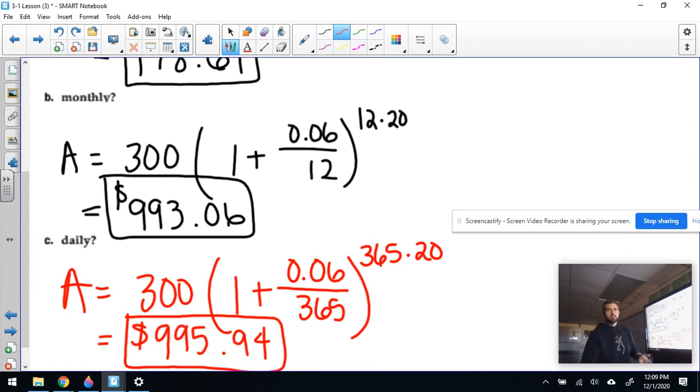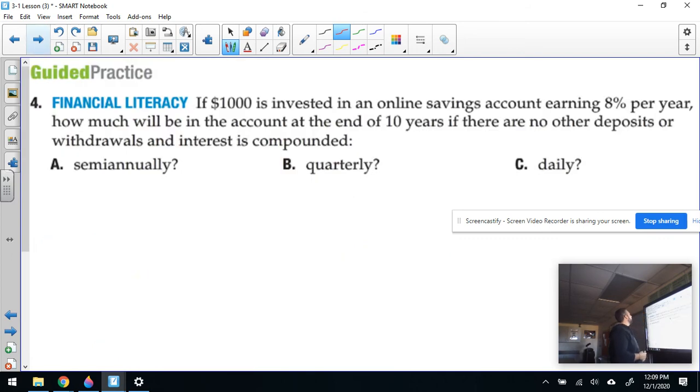That's interesting, right? So going from twice a year to 12 times a year goes up by about $15. But going from 12 times a year to 365 times in a year, we still only get a difference of $2 or $3. Kind of crazy, right? All right, so I'd like you to try this problem. Actually, we're just going to look at quarterly. I want you to figure out how much money is in the savings account that starts with $1,000 after 10 years at 8% if it's compounded quarterly.